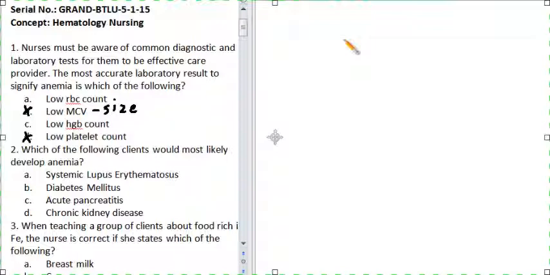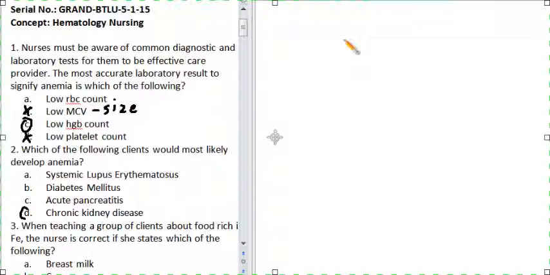The answer is letter C, hemoglobin count, because an RBC can exist in the body without hemoglobin. And if an RBC has no hemoglobin, it does not transport oxygen. So therefore, to make it simpler, you can still have anemia even if you have a normal RBC because sometimes the RBC does not contain hemoglobin. Okay. Next, number two. Which of the following clients would most likely develop anemia?